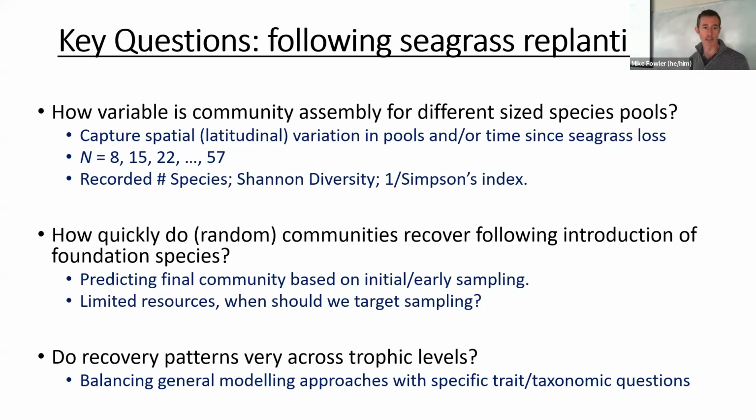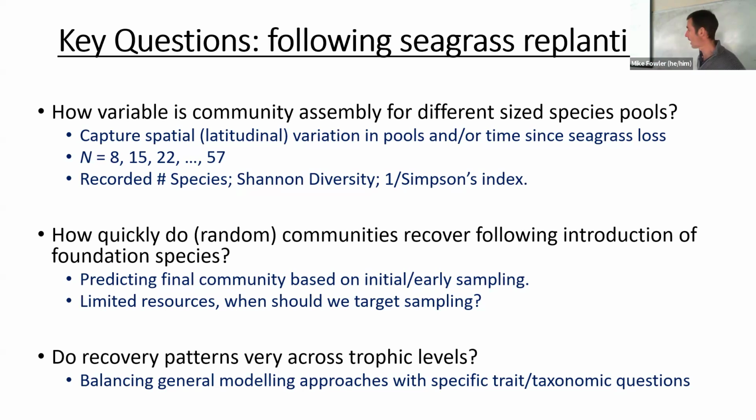We also wanted to understand how quickly these communities will recover following the introduction of the foundation species, the seagrass species, so that we'd get some idea about recommendations we could make. If you've got a limited amount of money to spend on sampling and following up your rewilding experiment or your restoration experiment, when's the best time to go out and collect data to find out if it's actually worked? This relates to ideas that Sergey and others have been talking about and promoting recently around transients in ecological systems.